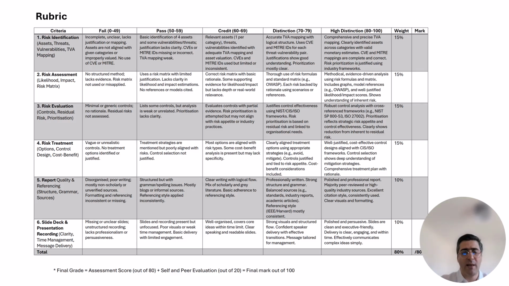Here you can see a snapshot of the rubric. The rubric has different criteria to assess key tasks like risk analysis and reporting. It includes grade bands with specific requirements for each level. It assigns weight to each task based on importance and explains how the final grade is calculated by combining the assessment score and peer self-evaluation.